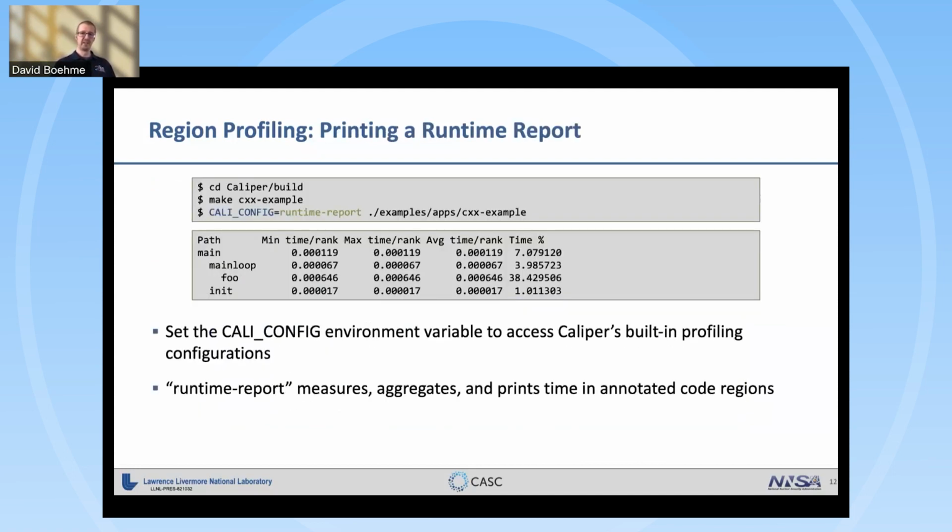Okay, so once we have these instrumentation markers in place, we can actually measure performance. And there are a few different ways to do that. The easiest way to go about it is to use one of Caliper's built-in measurement recipes. One example is this runtime report, and we can enable these measurement recipes with the CALI_CONFIG environment variable. In this case, we're using the runtime report, which simply prints the time spent in all our annotated regions out on the screen in a basically human-readable hierarchical table, as you can see down there. For an MPI program, it will automatically aggregate these times across MPI processes.